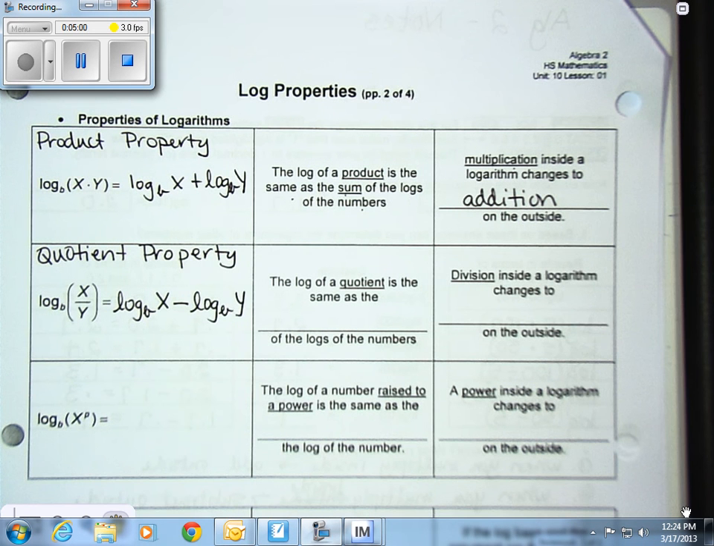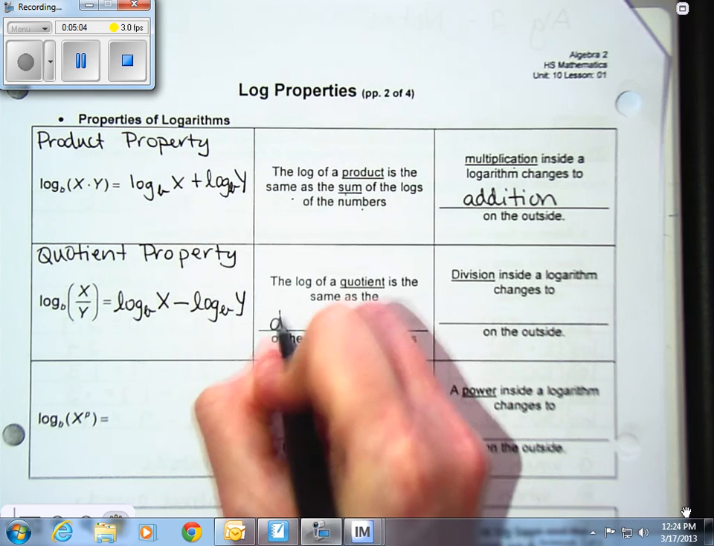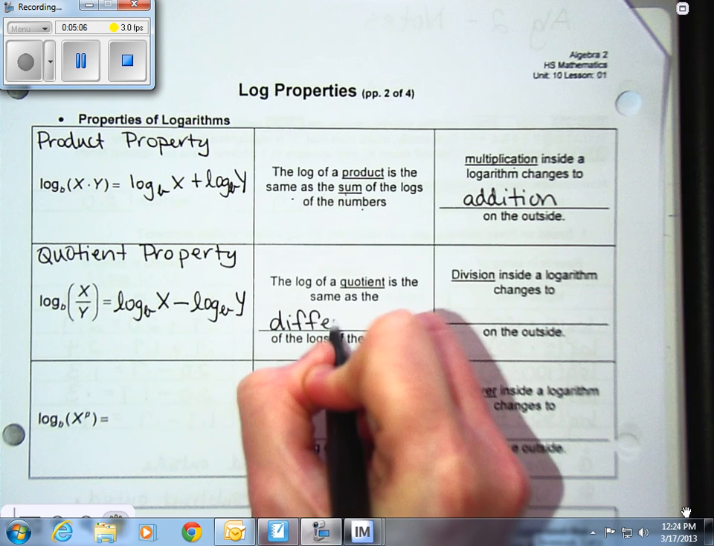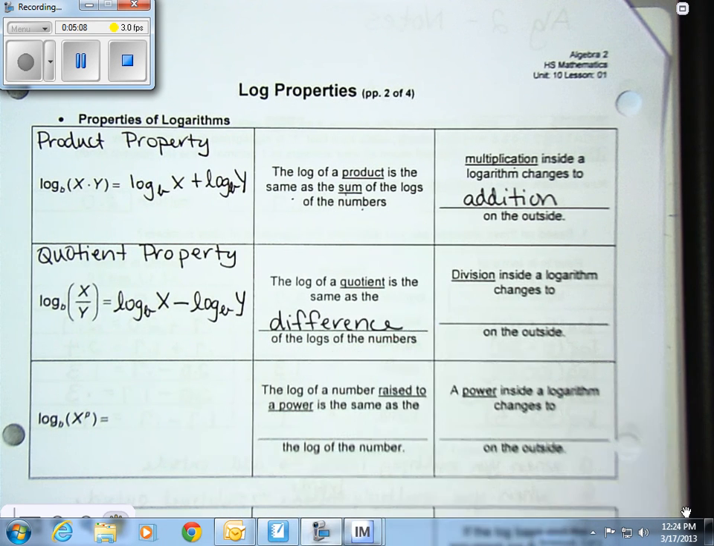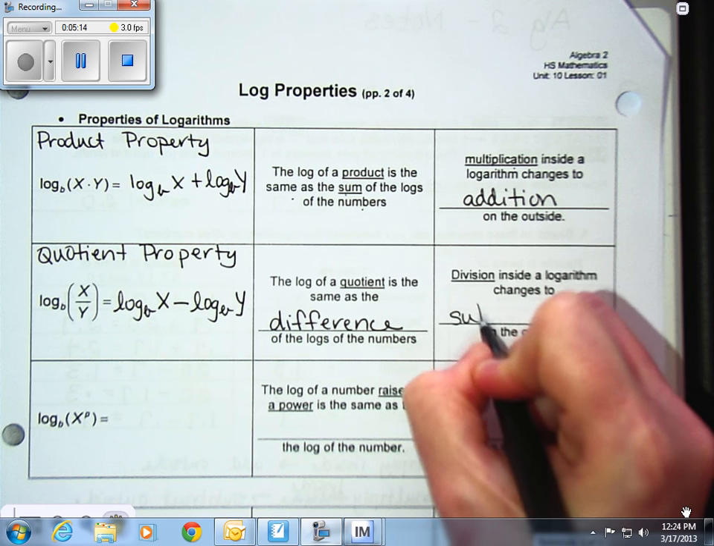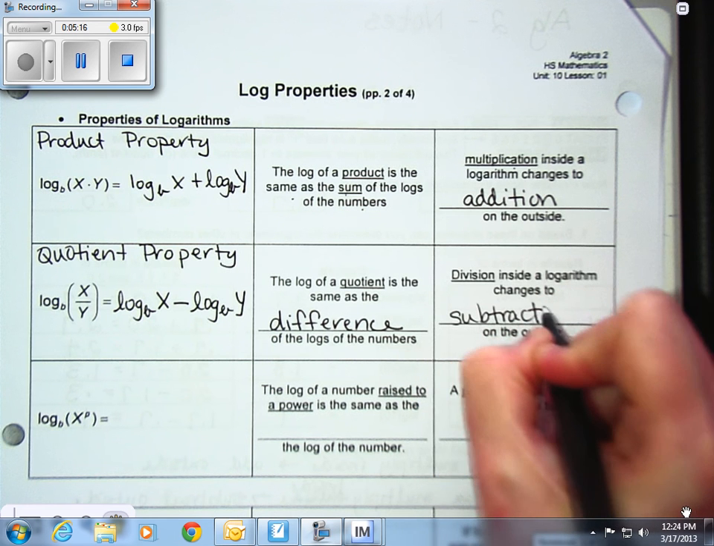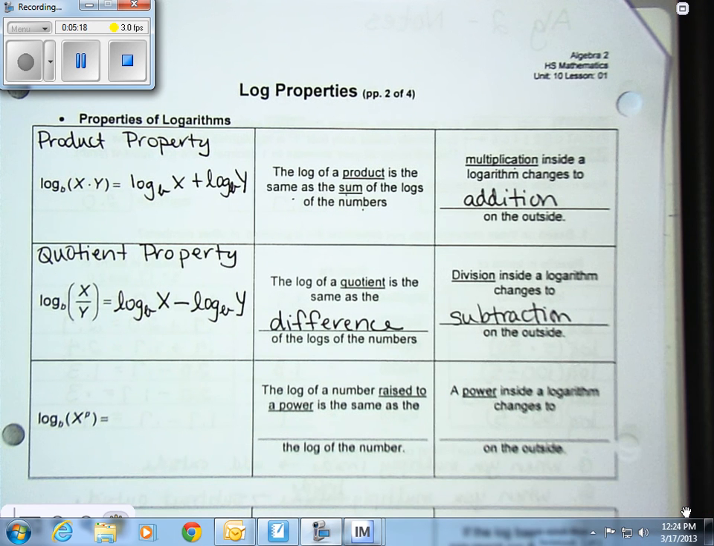So the log of a quotient is the same as the difference of the logs of the numbers. Division inside a logarithm changes to subtraction on the outside.